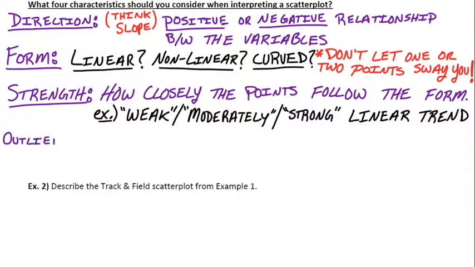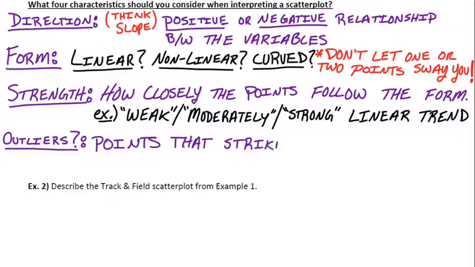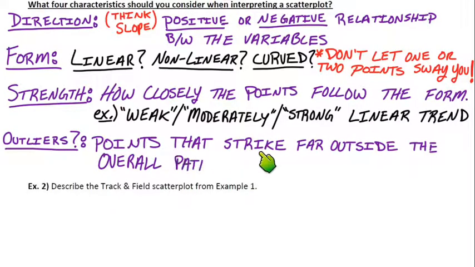And the last one, and this is the same as chapter 1, is you got a question: are there any outliers? And there may not be, so you may not have to mention it, but if there are, you need to note it. Those are the points that strike far outside the overall pattern.